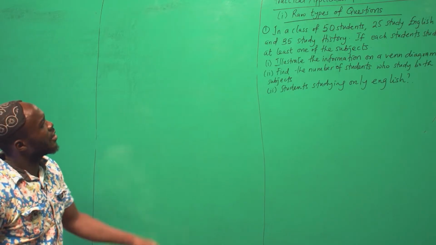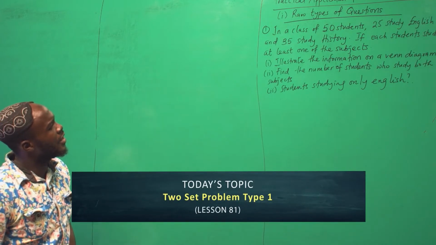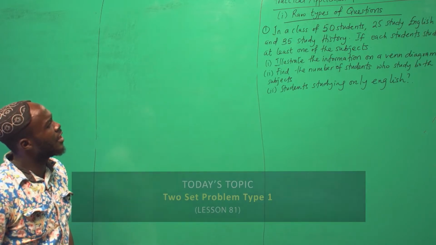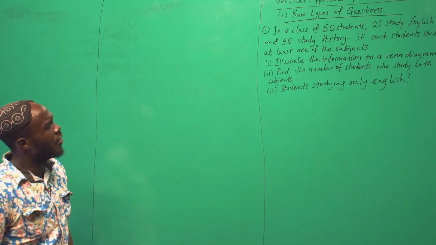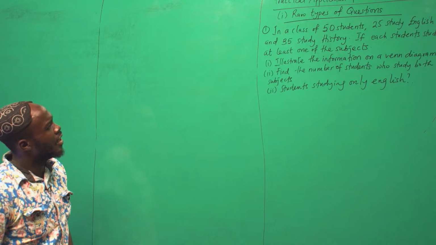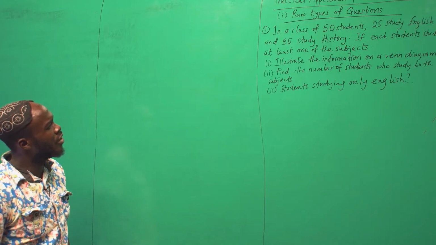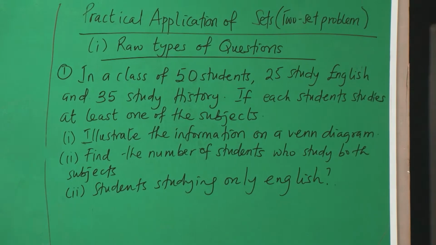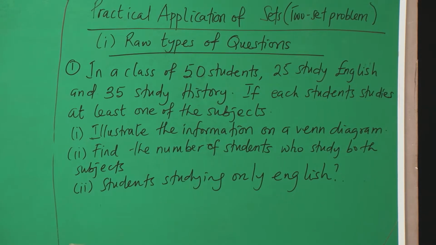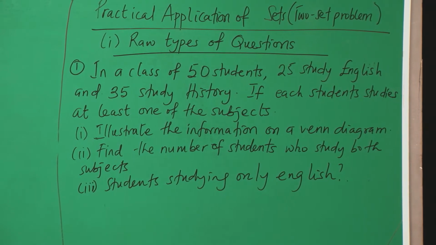We said in a class of 50 students, 25 study English and 35 study history. If each student studies at least one of the subjects, illustrate the information on a Venn diagram, find the number of students who study both subjects, and the number of students studying only English.